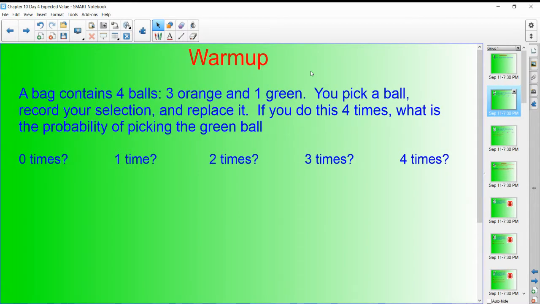So we're going to start with our warm-up. A bag contains 4 balls, 3 orange ones and a green one. You pick a ball, record your selection, and then you replace it. You do this 4 times. What's the probability that out of the 4 picks, you get 0 greens, or 1 green, or 2 greens, or 3 greens, or 4 greens? Pause this video, try it out, and see if you can get all those probabilities. And remember, this is the probability distribution, so they should all add up to one whole.